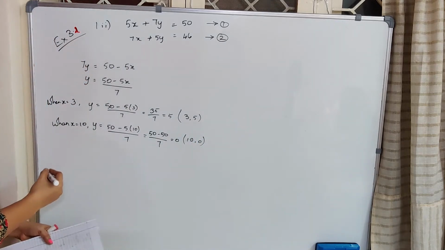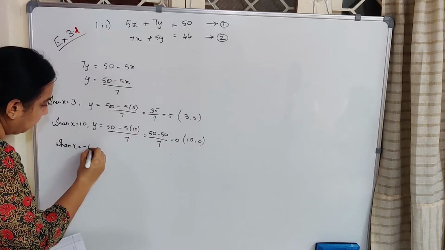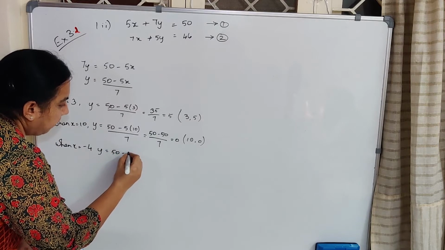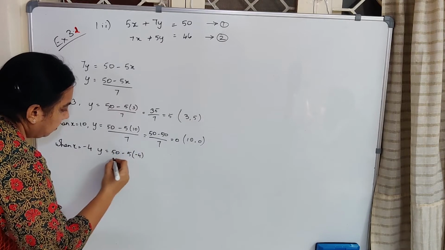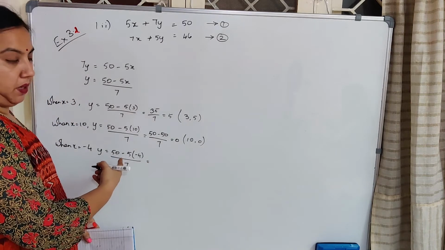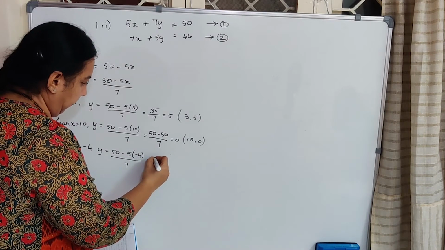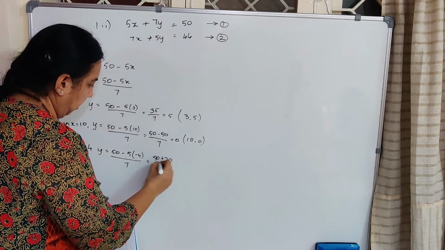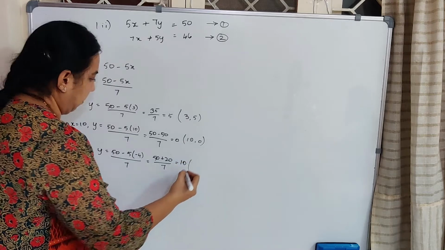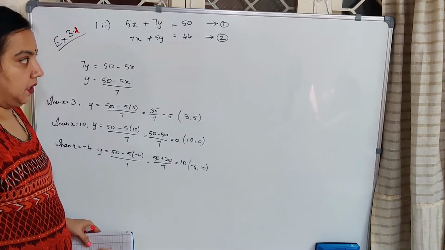So the next point, x is equal to minus 4, I have y is equal to 50 minus 5 into minus 4 by 7, and that is equal to 50 minus of minus becomes plus 20, so it becomes 70. That is 70 by 7, so it becomes 10. So I have minus 4, 10. The third point will be (-4, 10).